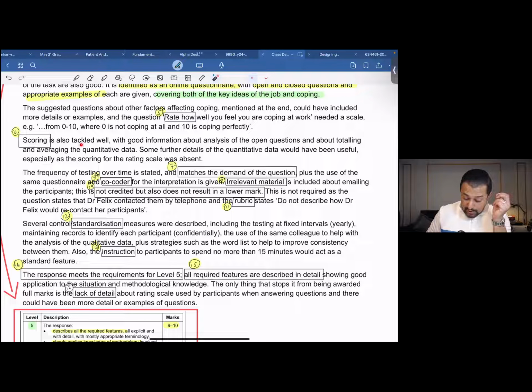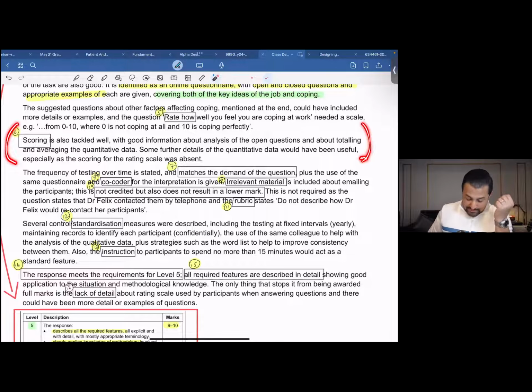So scoring is also tackled well with good information about analysis of the open questions and about totaling and averaging the quantitative data. Some further details of the quantitative data would have been useful, especially as the scoring for the rating scale was absent. So how much is enough is what comes to my mind at this point. The better you want to score, the better your response is expected to be, and the more efforts in the right direction you're expected to put.